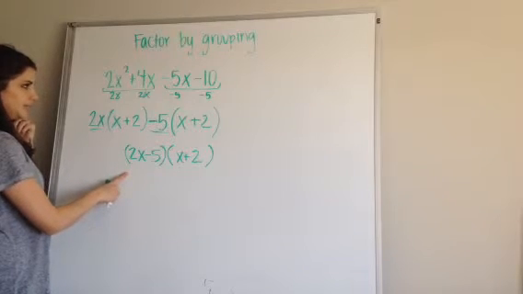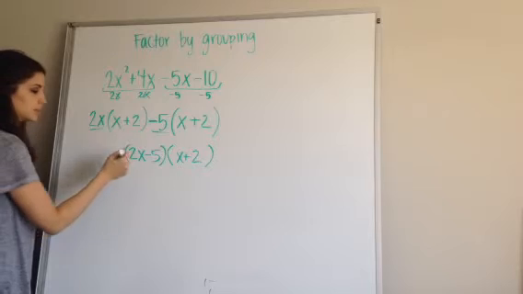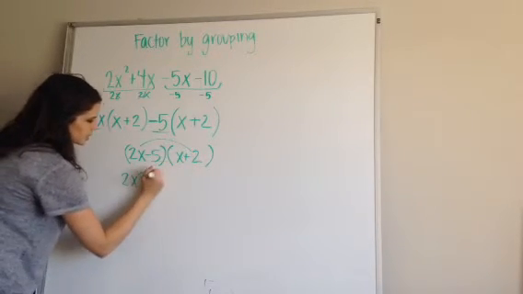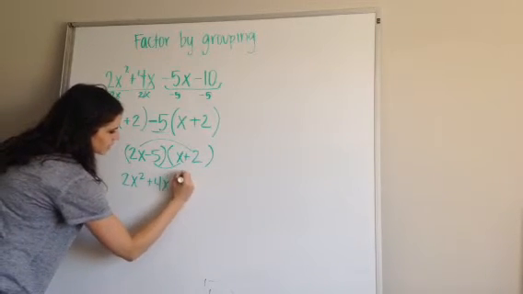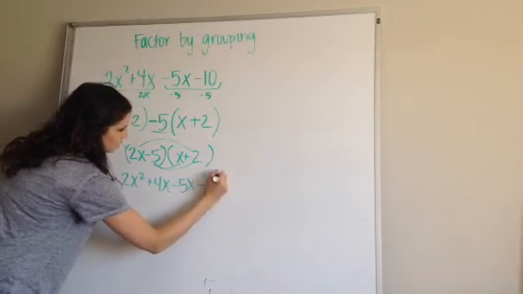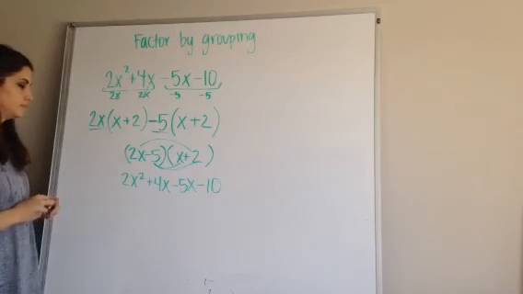Now we can check and see if we did this correctly by FOILing. So 2x times x is 2x squared. 2x times 2 is positive 4x. Negative 5x. And then negative 5 times 2 is negative 10. And it's the same thing that we started with, so we did it right. And that's it.